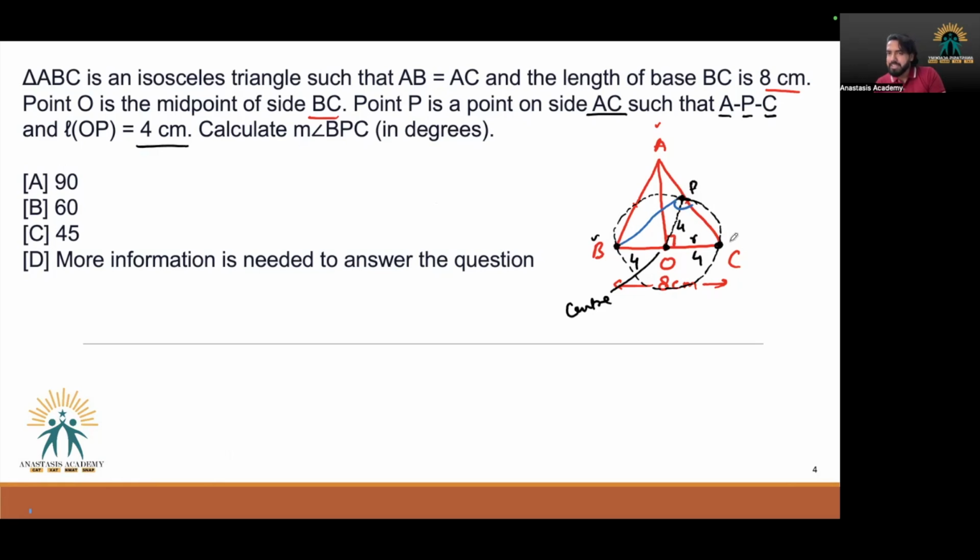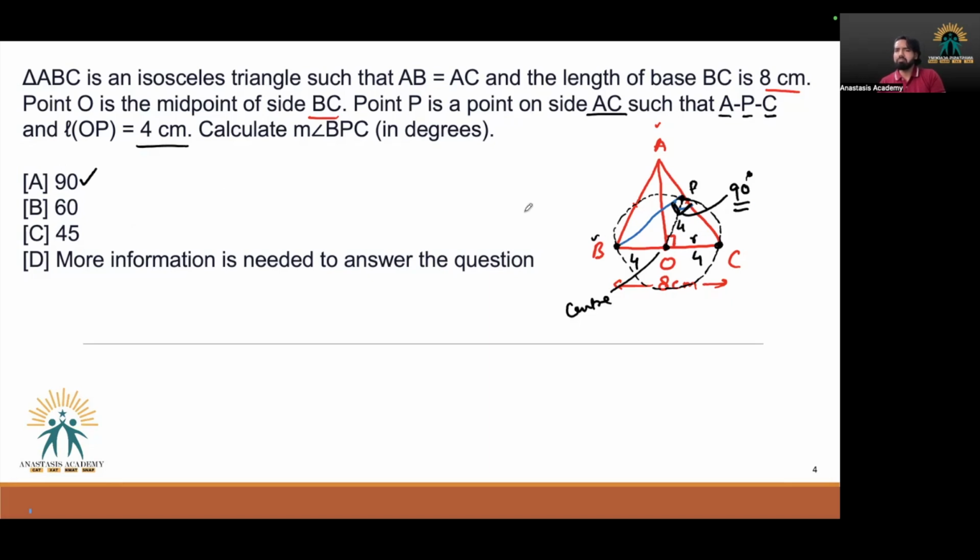So triangle BPC is constructed taking BC, the diameter of this circle, as one of its sides, correct? So this triangle BPC would be a right angle triangle, and this angle BPC would be a 90 degree angle, correct? So the correct answer would be option A, right?